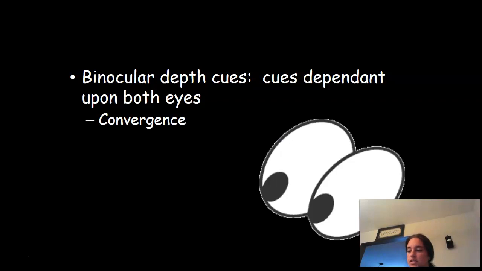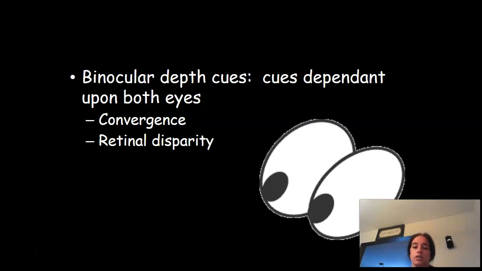So the first of these is convergence. Convergence is that your eyes move inward to look at closer objects. So like, again, if you hold your finger right in front of your face and you focus on it, you can feel your eyes kind of turning inward, if you will, in order to focus upon it. Objects that are further away, you don't have as much convergence.